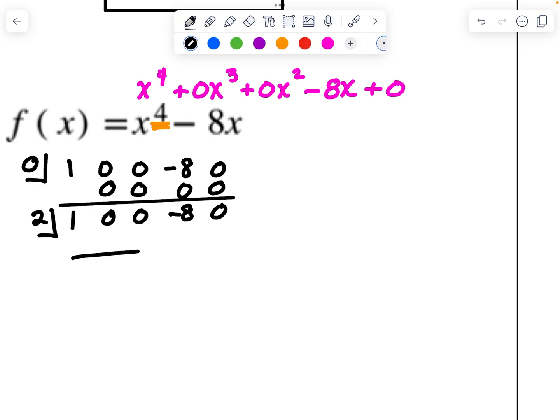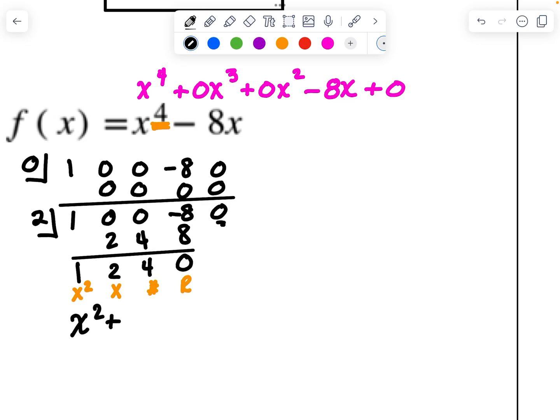We're going to do synthetic division with these numbers, because this is our remainder and we're not going to use it. 1, 2 times 1 is 2. 0 plus 2 is 2. 2 times 2 is 4. 0 plus 4 is 4. 2 times 4 is 8. This gives us 0. All righty now. This is our remainder, this is our number, this is our x, and this is our x squared. So we now have x squared plus 2x plus 4 is equal to 0, which is a quadratic.